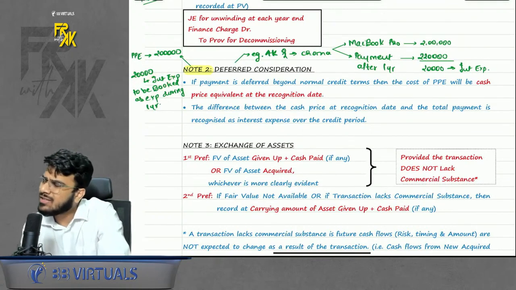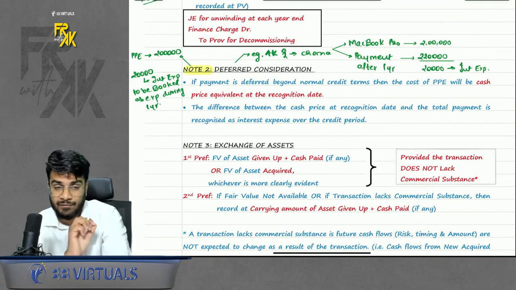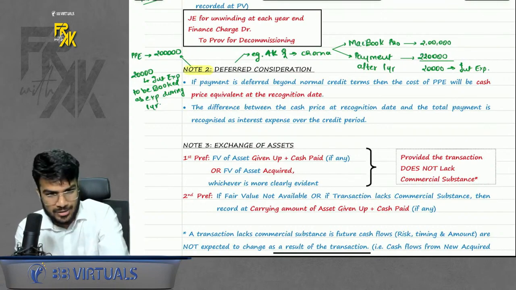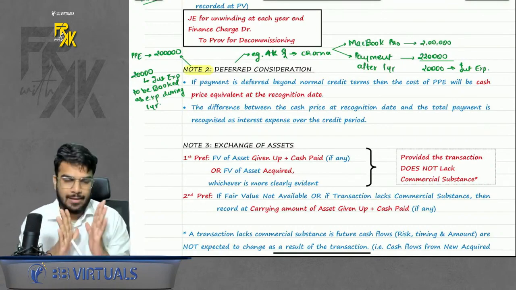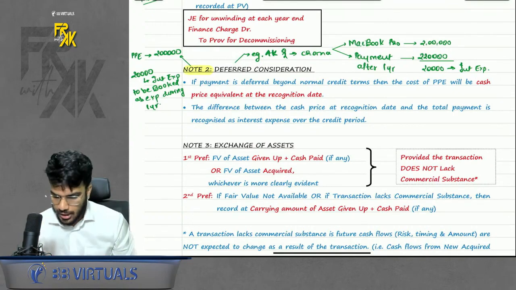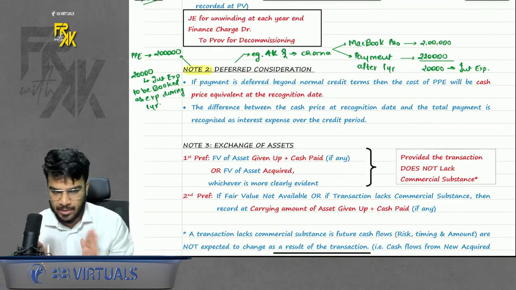Sir, but we had studied somewhere that interest is also capitalized. That was one AS which you might have studied in Inter. That was borrowing cost, AS 16. So I'm now talking to those people who might have this query about borrowing cost. If you don't remember the provisions of borrowing cost, you can skip this part, okay?